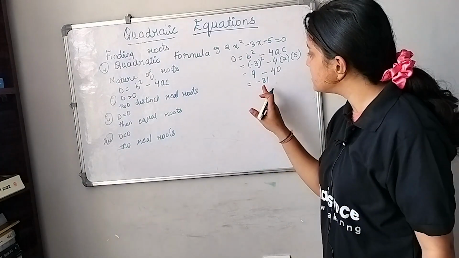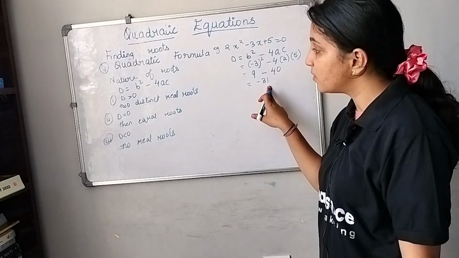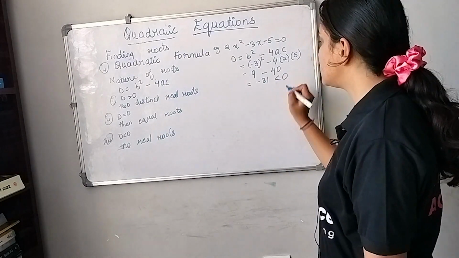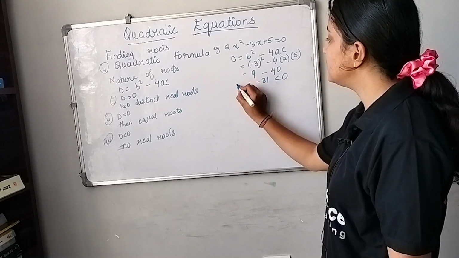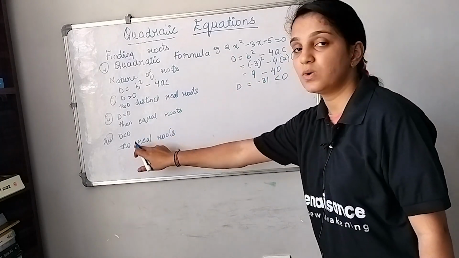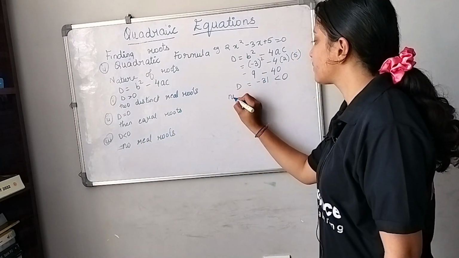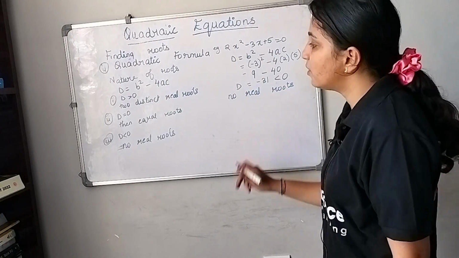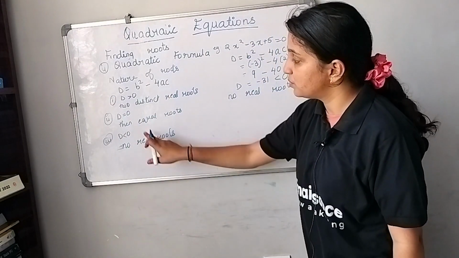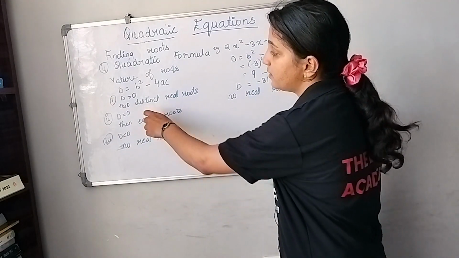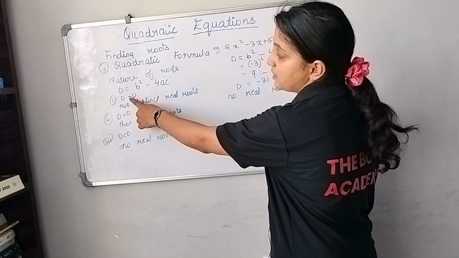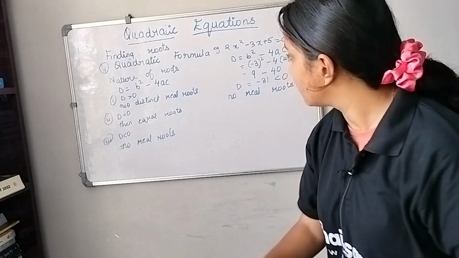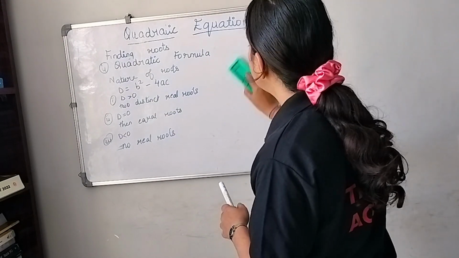Now tell me if this is greater than 0, equal to 0 or less than 0. Definitely this is less than 0. So here D is less than 0, so no real roots. If you got D equal to 0, then it should be equal roots. And if we get D greater than 0, then two distinct real roots. Okay. Now we'll move on to the quadratic formula.